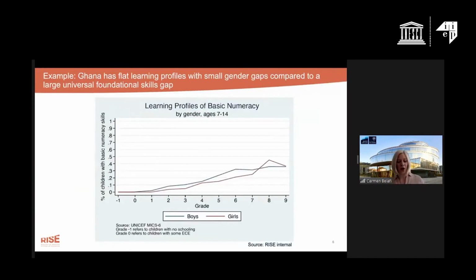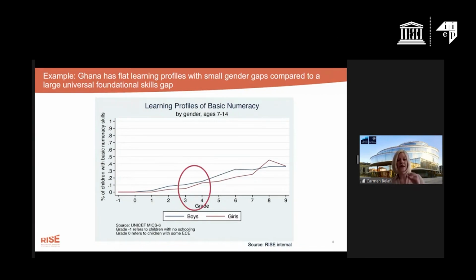This is an example of a learning profile created by my colleague, Jason Silberstein. So this is using MICS 6 data, that is UNICEF, for Ghana, measuring foundational numeracy. And just two quick points I want to make on this. First, you see how flat the profile is. So by grade 4, not even 20% of kids have mastered basic numeracy. And the number doesn't rise very high up, even with more and more years of schooling.